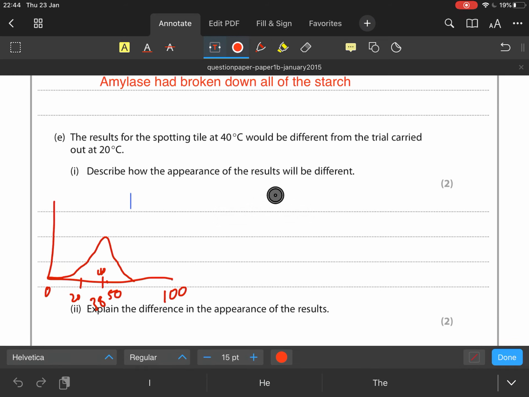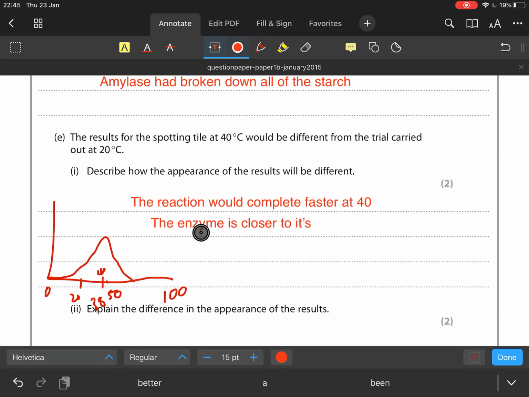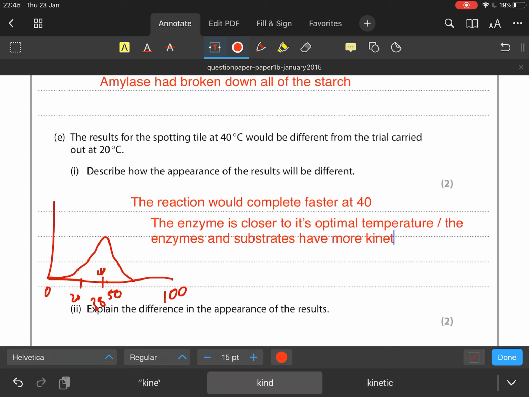So at 40 degrees C, the reaction would complete faster. Why is that? It's because the enzyme is closer to its optimal temperature, and the enzyme and substrates have more kinetic energy, so they're moving around faster. Let's refer back to the actual question. It says describe how the appearance of the results were different.